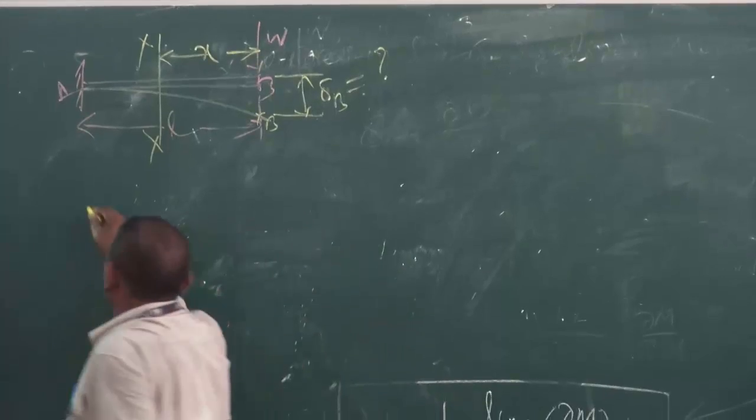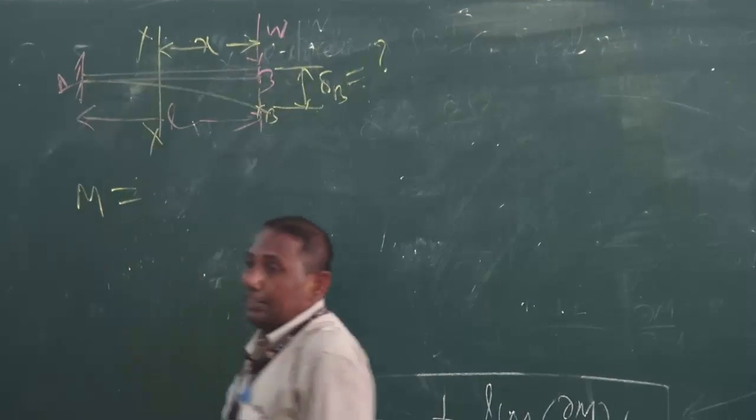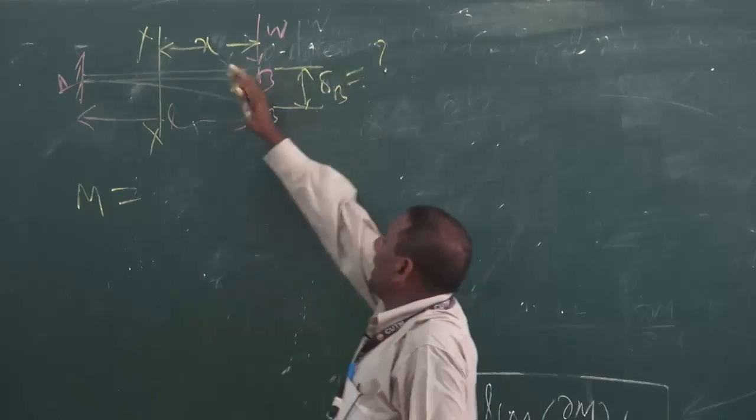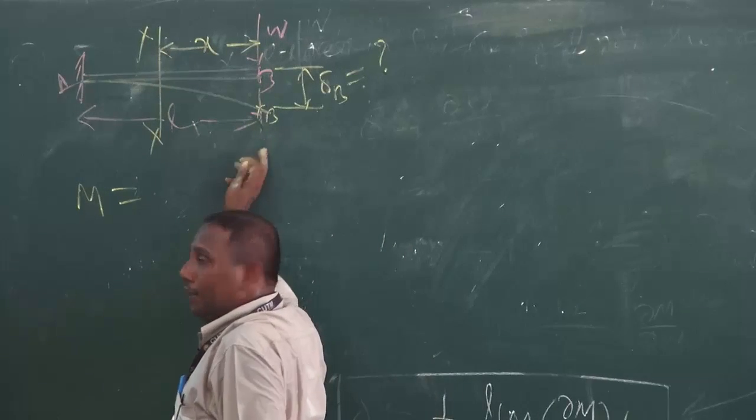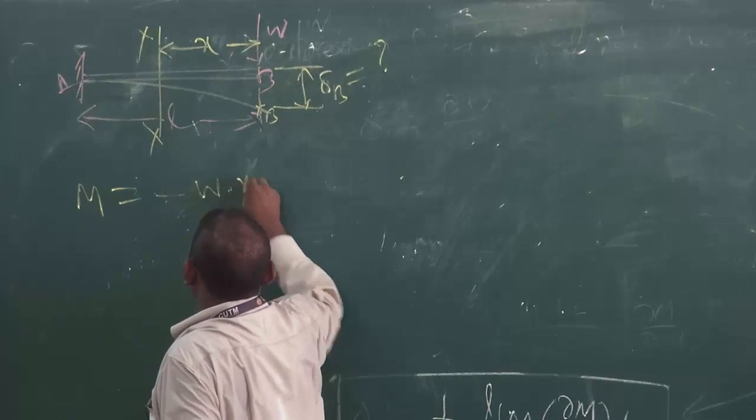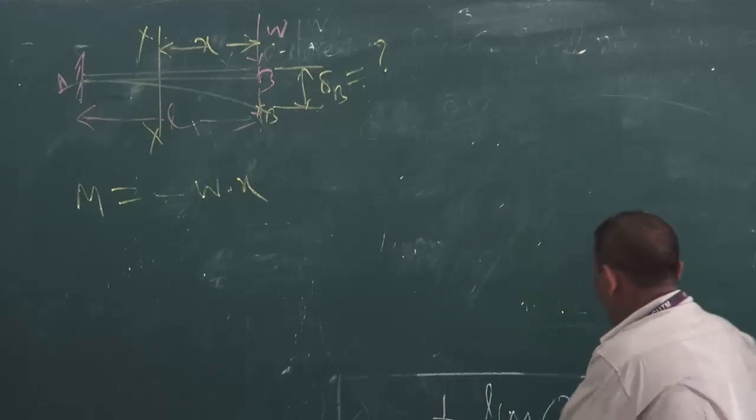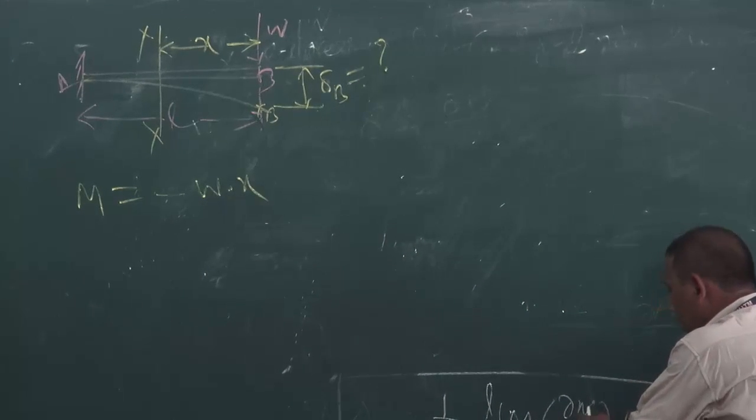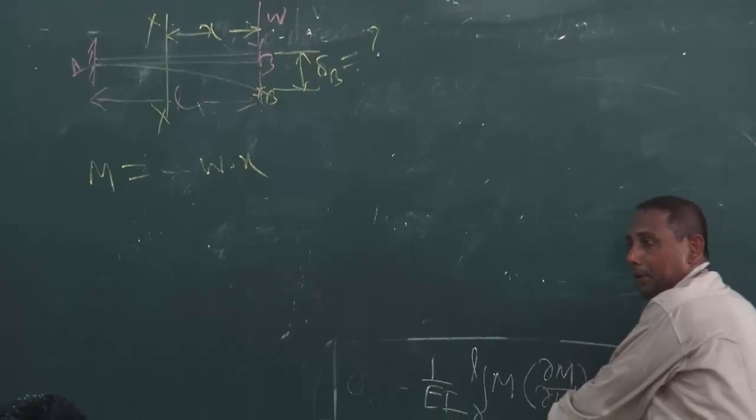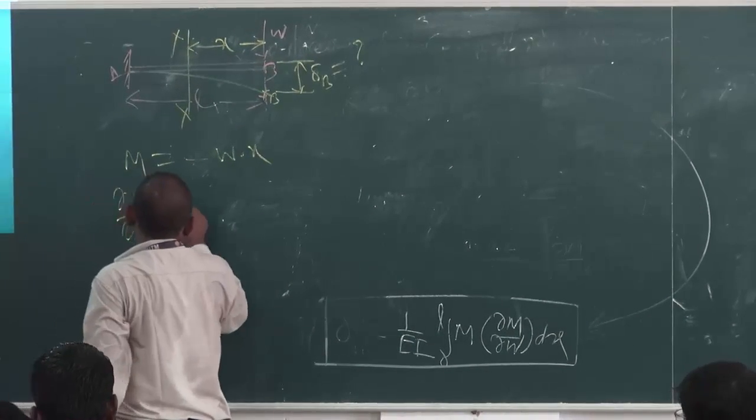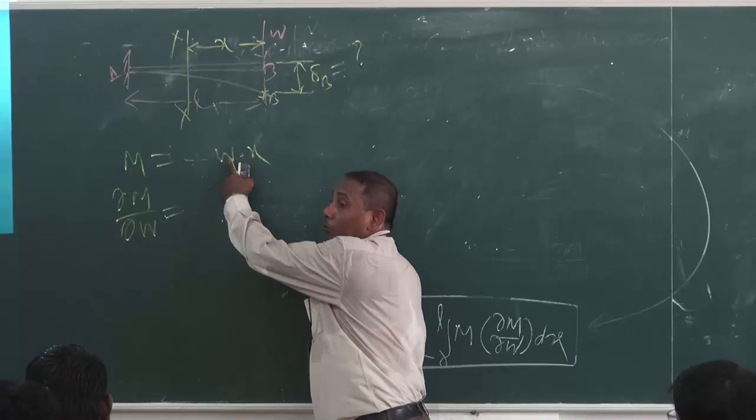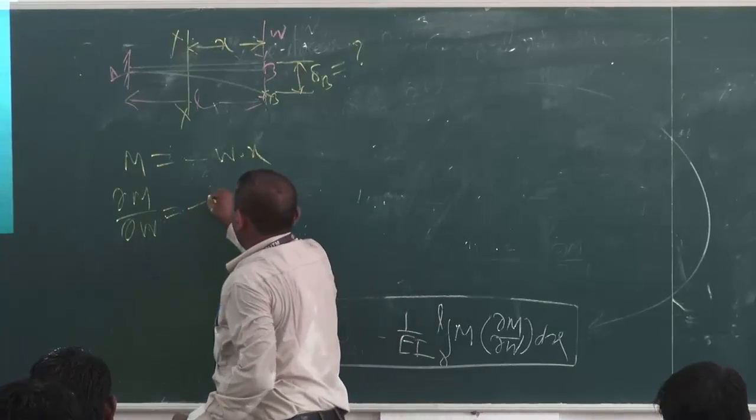And what is M here? The bending moment at any section XX. You take the right side, this is W into X. As it is producing a hogging moment, it is minus W into X. So M we calculated. Then the next term is ∂M by ∂W, which is nothing but the derivative with respect to W here. It is minus X.